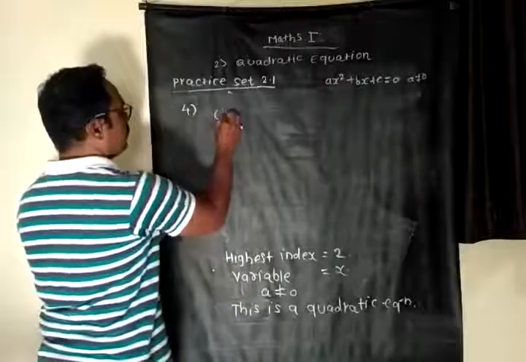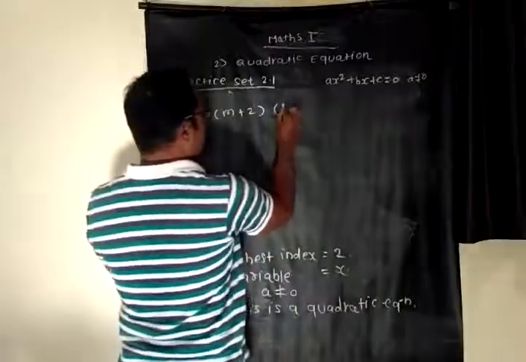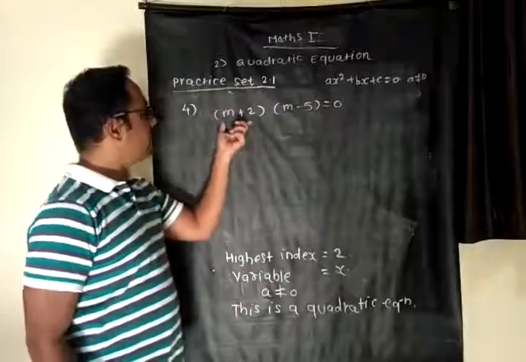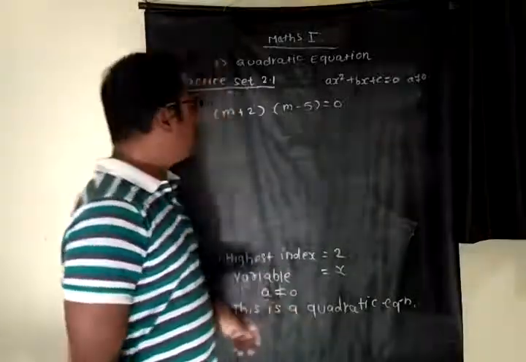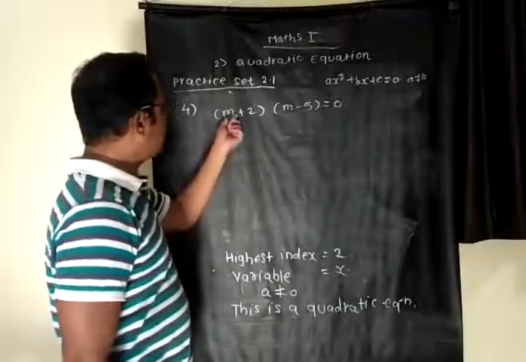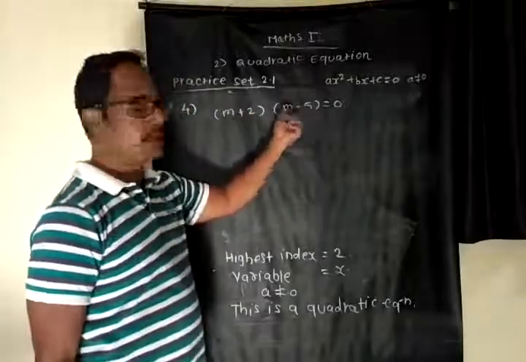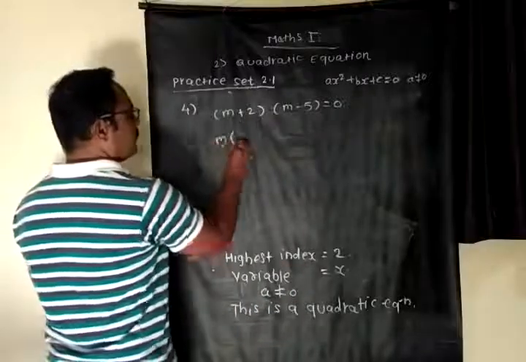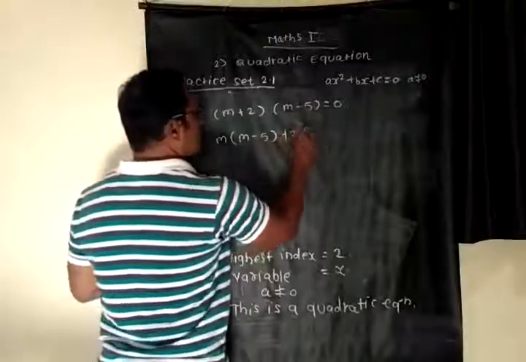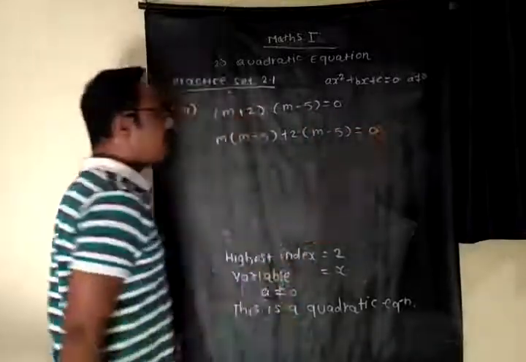m plus 2, m minus 5 is equal to 0. Now here we are given two brackets, m plus 2 and m minus 5, is equal to 0. First we will solve this bracket. To solve it, we will multiply this m with the second bracket, then plus 2 with the second bracket. So I write here m in bracket, the next bracket is m minus 5, then plus 2, and in the next bracket m minus 5 is equal to 0 as it is.